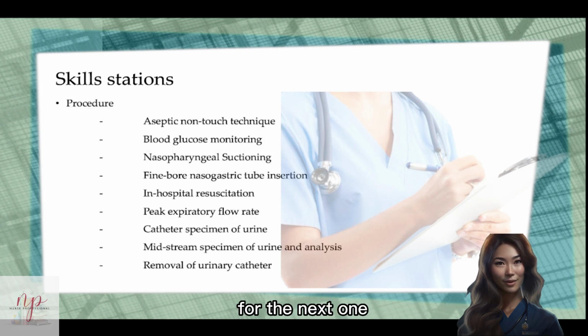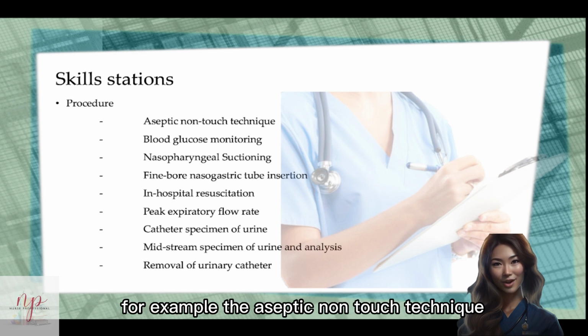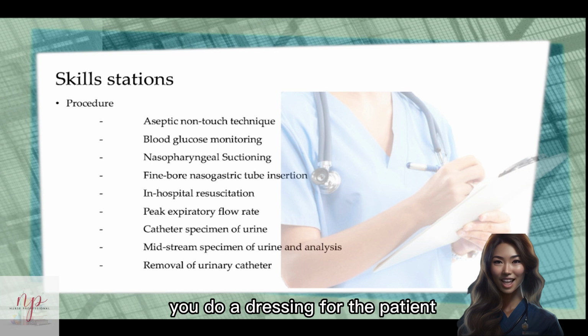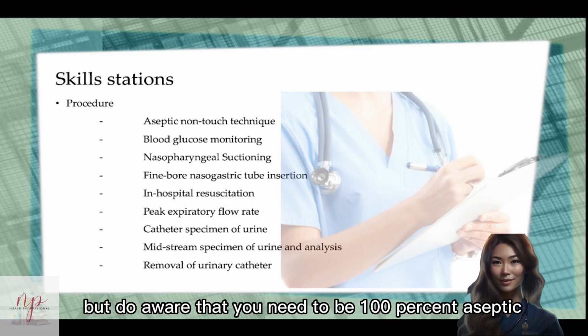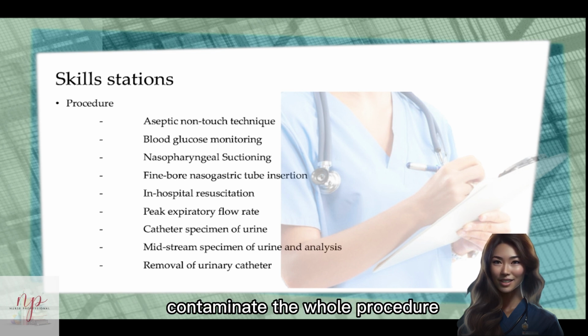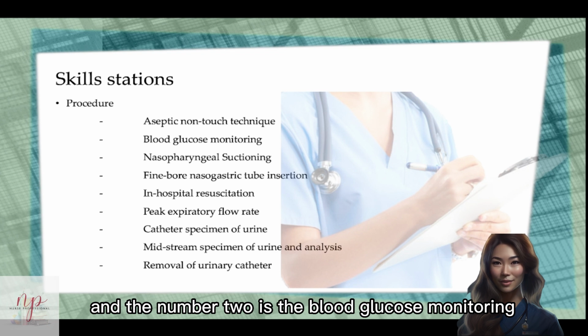For the next one, the main title is the procedure. There are a lot of procedural skill stations that you need to do. For example, the aseptic non-touch technique, this is actually dressing. You do a dressing for the patients. But be aware that you need to be 100% aseptic. Do not touch any area that will contaminate the whole procedure. So the first one is a dressing, and number 2 is blood glucose monitoring.